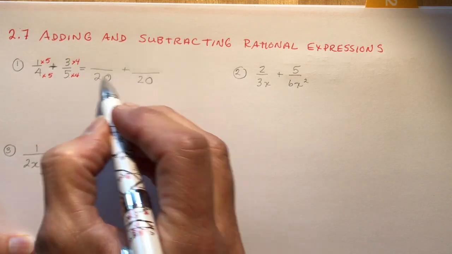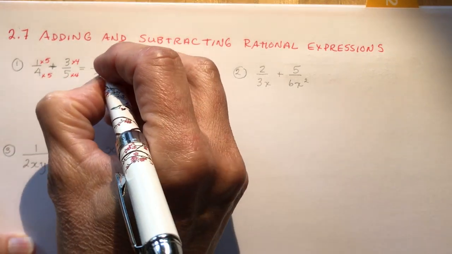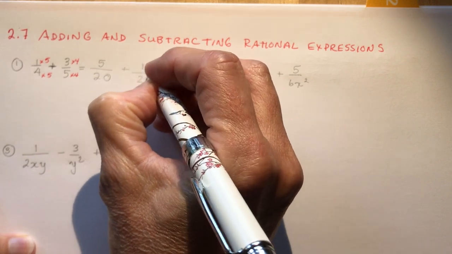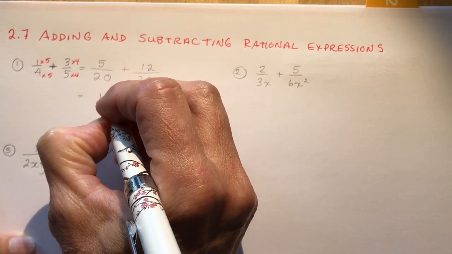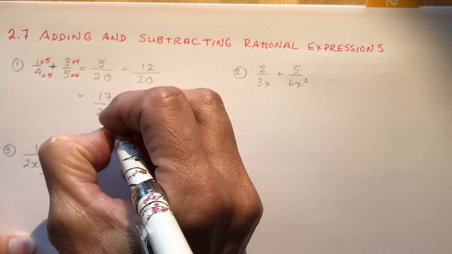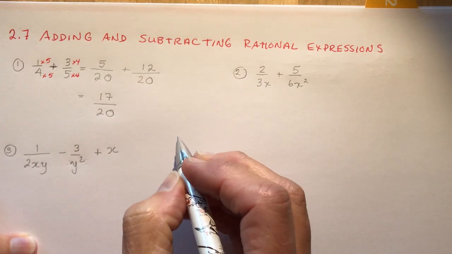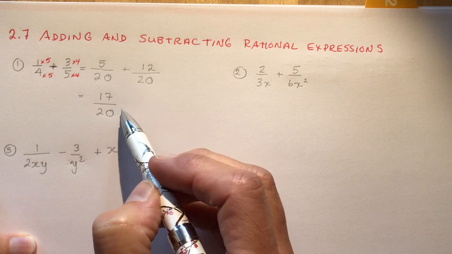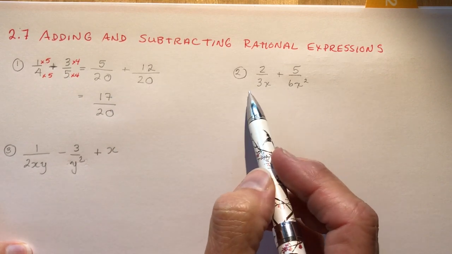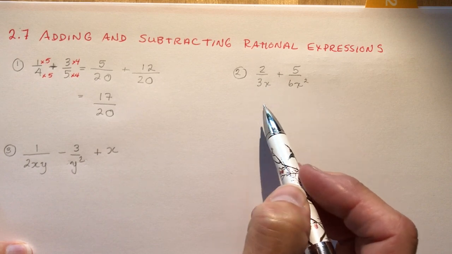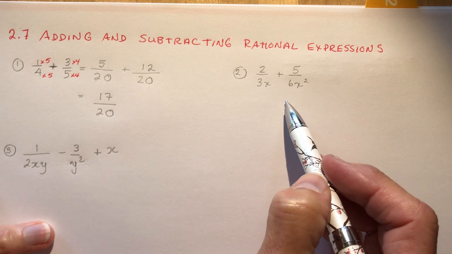So notice the denominators are going to be 20s. 1 times 5 is 5, and 3 times 4 is 12. And 12 and 5 make 17 over 20. So you have to understand the basics of working with fractions in order for you to be successful with the rational expressions that we're going to add and subtract.